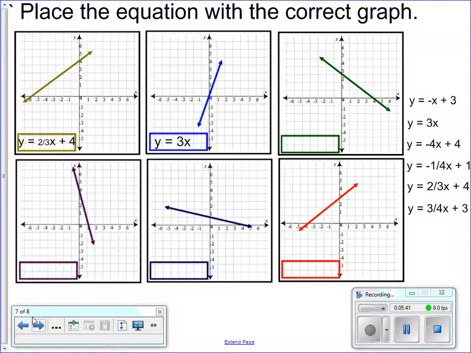In this third one, I'm looking at the y-intercept, and then I see it's a negative slope. So that one is y equals negative x plus 3. This next one, again, looking at the y-intercept, negative slope, y equals negative 4x plus 4. And this purple one, looking at the y-intercept and the slope of the line, I can narrow it down to y equals negative 1/4 x plus 1. And then the last one is y equals 3/4 x plus 3.